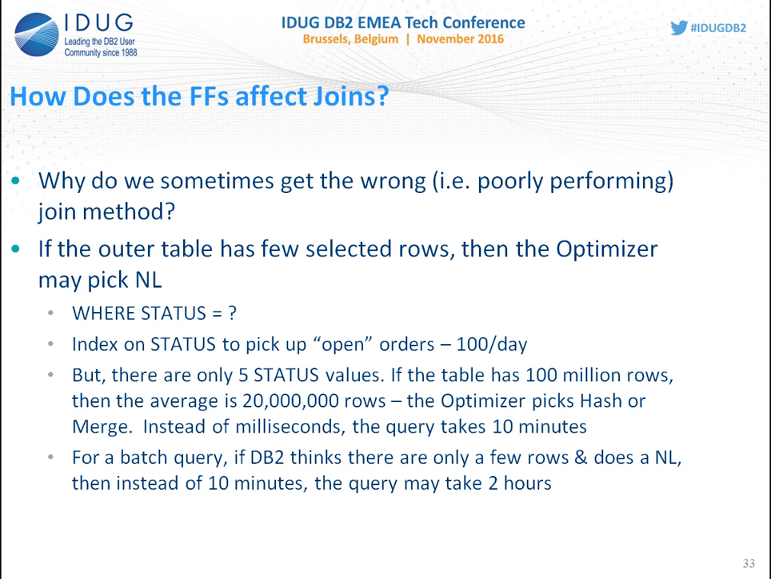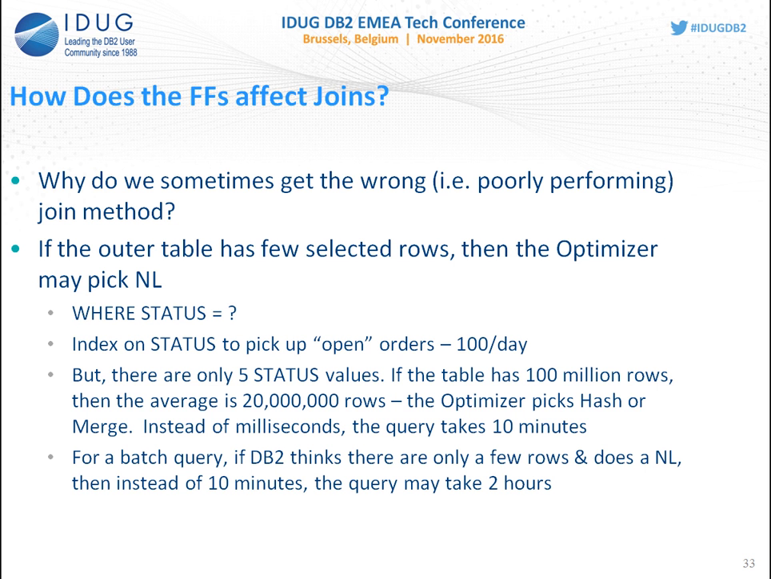So why do we sometimes get the wrong join method? And it's generally because DB2 doesn't have good estimates, and then the optimizer doesn't know. If the outer table has very few rows being selected, the optimizer has a good chance of picking nested loop.